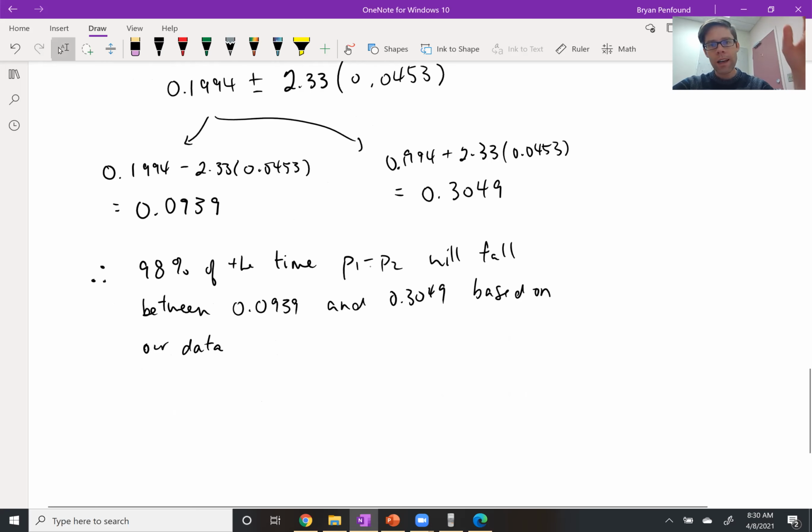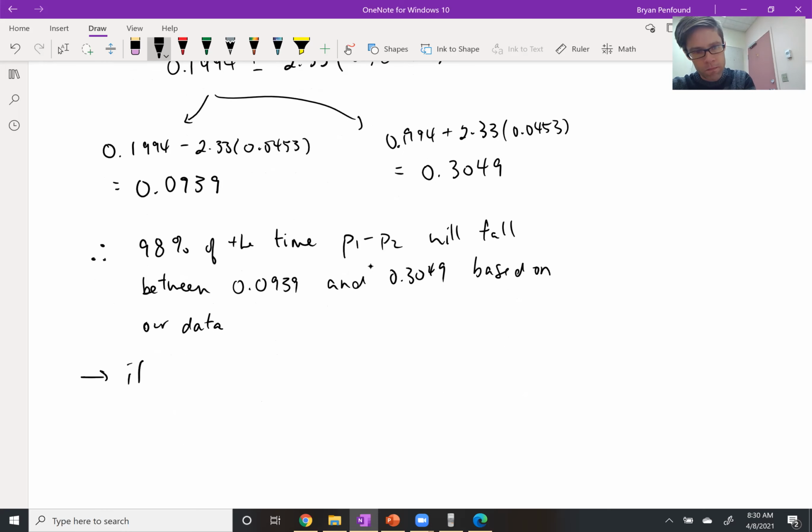Now, if there was no difference between these two subgroups, I would expect 0 to be inside of this confidence interval. That's an important piece of the puzzle here. So if there was no difference between these two subgroups, I would expect 0 to actually be inside of this interval somewhere.